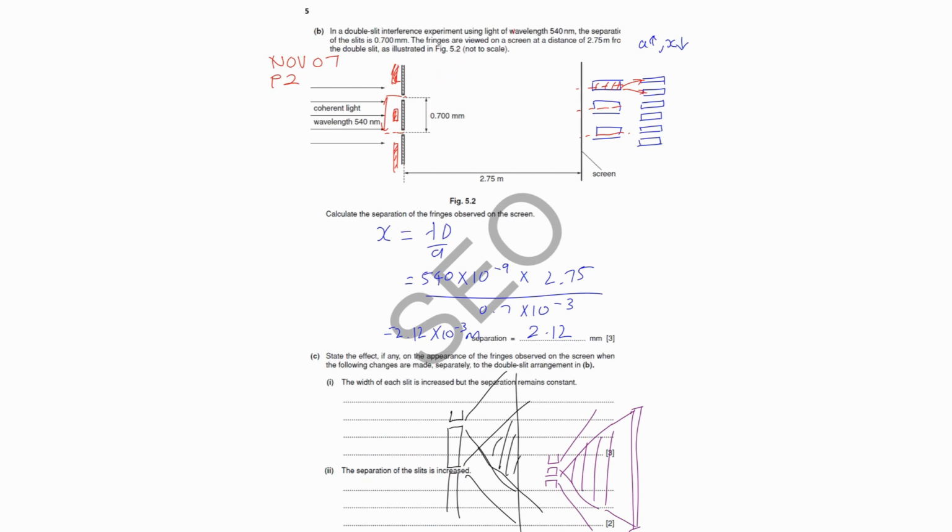So when they meet to form constructive interference, the bright fringes will also be brighter. So that's the second point. The bright fringes will be brighter. Now, what about the dark fringes though?